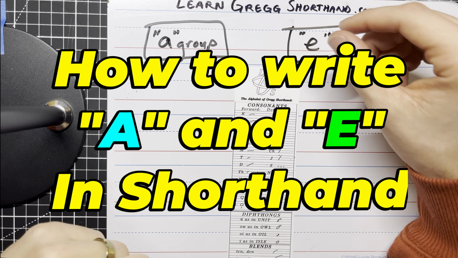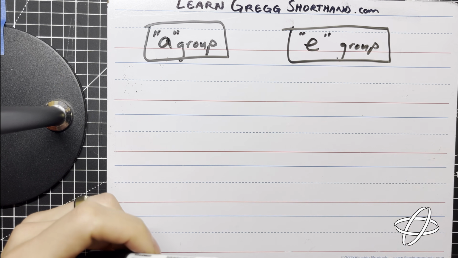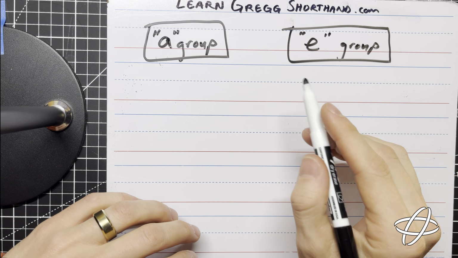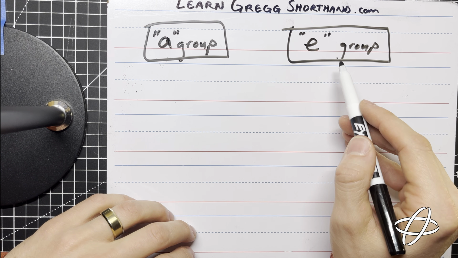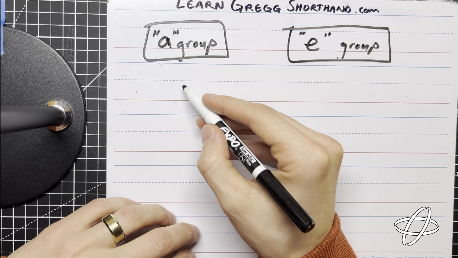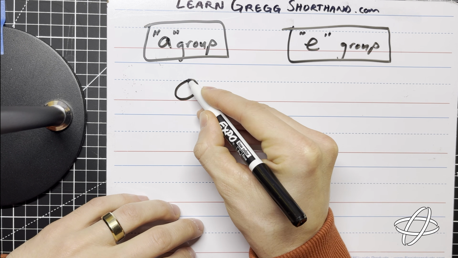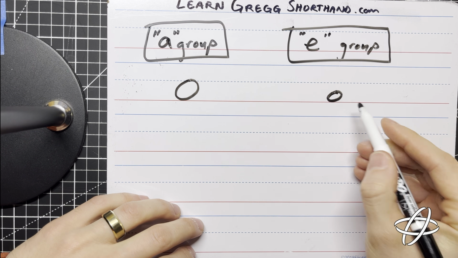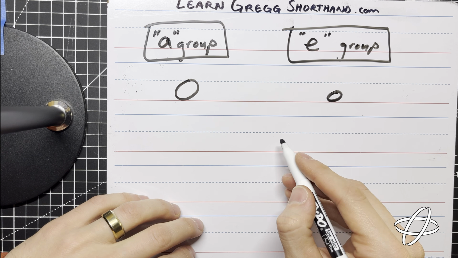Okay, now that you've been introduced to the concepts, let's learn some of our first shorthand sounds. For the vowels, the first ones that we're going to learn are the A and the E group. In Gregg, the A and E sounds are based on a circle, and the E is based on a circle that is about half the size of the A.